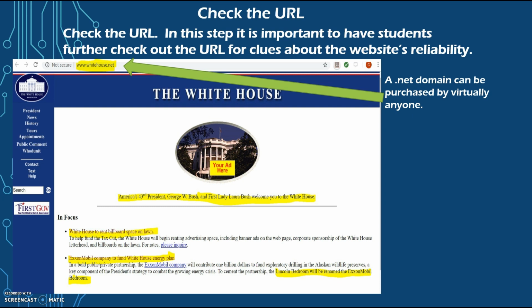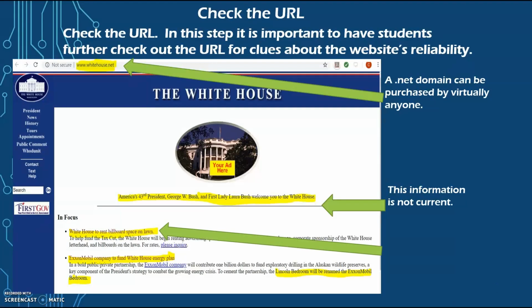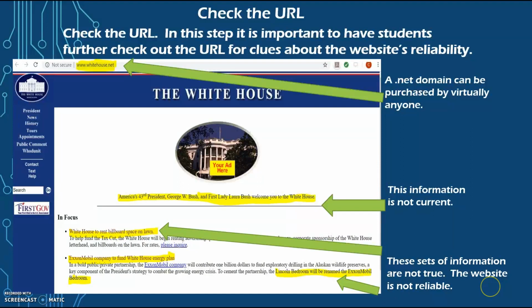We also have some information that is suspect. For example, America's 43rd President George W. Bush and First Lady Laura Bush welcome you to the White House. While President George Bush may have been the 43rd president, he is no longer in office. This information is not current. We also have some other information near the bottom, one that says that the White House is to rent billboard space on the lawn, and that the Lincoln bedroom will now be renamed the ExxonMobil bedroom after an oil company. These sets of information are not true. The website is not reliable.